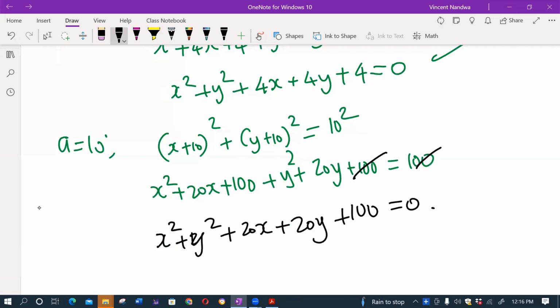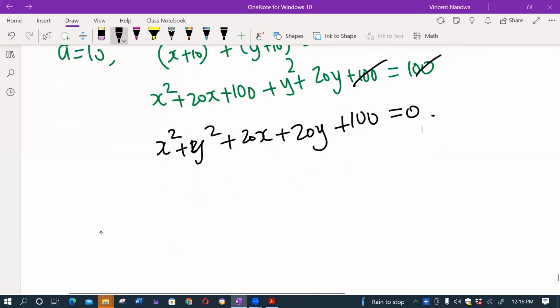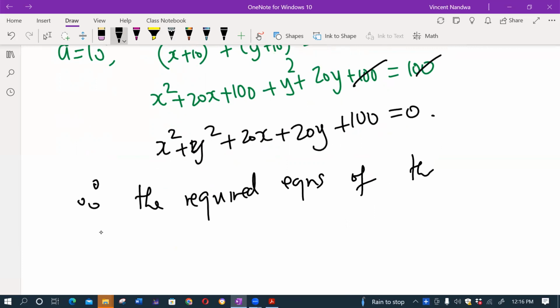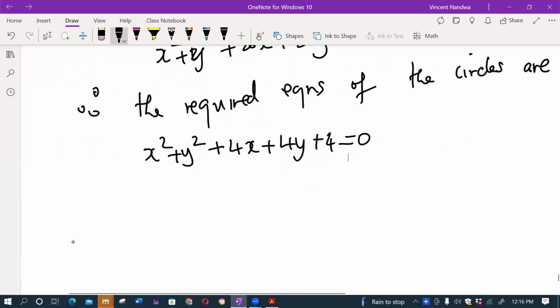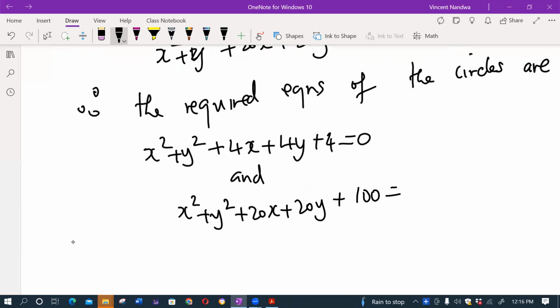Therefore, the required equations of the circles are x squared plus y squared plus 4x plus 4y plus 4 equals 0, and x squared plus y squared plus 20x plus 20y plus 100 equals 0.